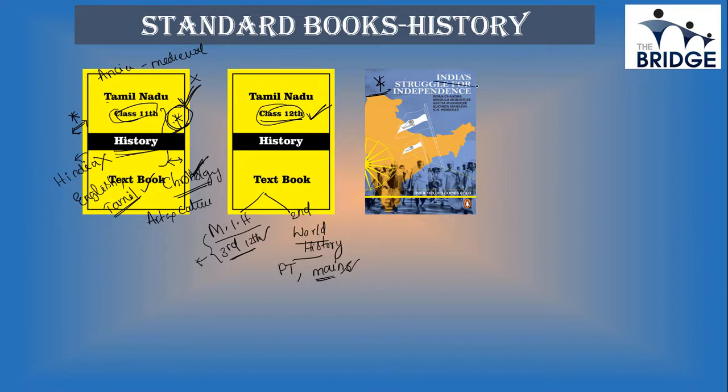So it is a highly referred book as well. The author has written two books. One is India's Struggle for Independence. It deals with the events from 1857 till independence and partition. So it covers modern Indian history, particularly with respect to the freedom struggle, right?